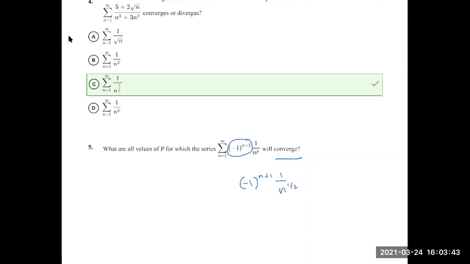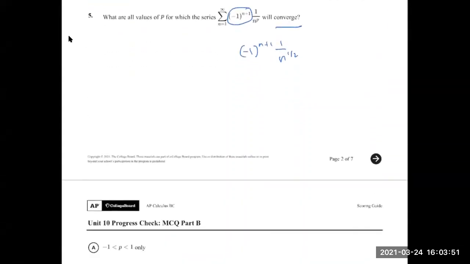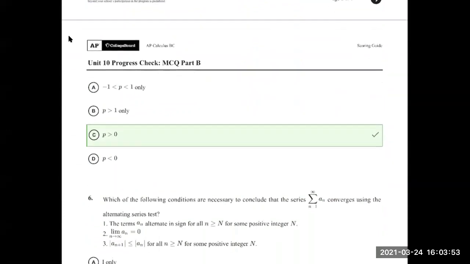All P series, no matter what the value of P, are going to be conditionally convergent. And so the answer was P had to be greater than 0, because values between 0 and 1 also work. So another tricky question. This one had to be greater than 0. And I think there was another one.